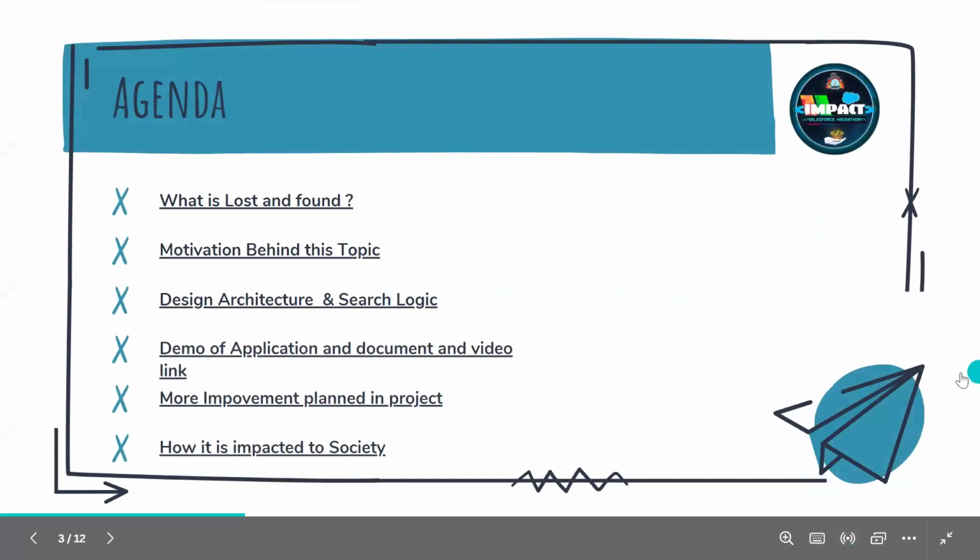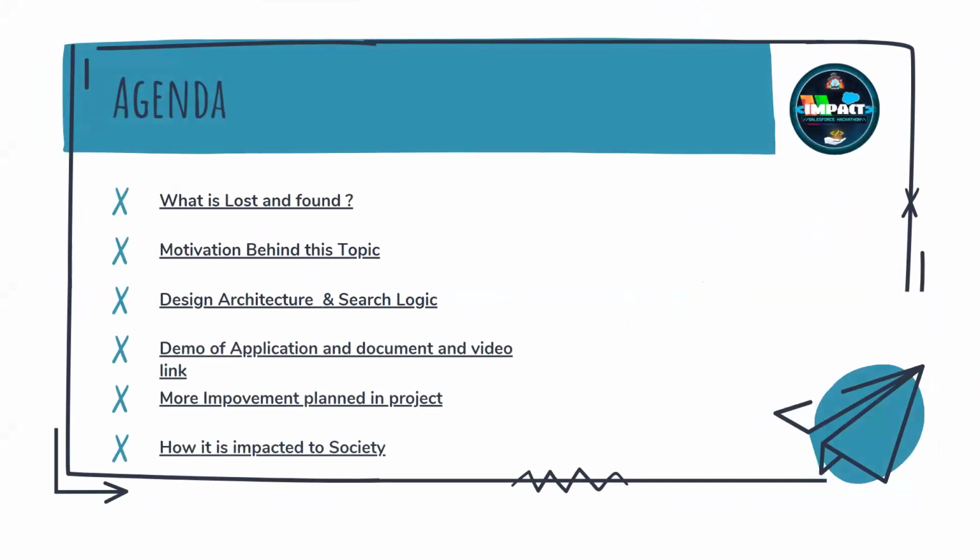So let's move toward the agenda of the presentation. First of all, we are going to discuss what Lost and Found is, then what motivated us to create the project. Then we are going to deep dive into the technical architecture and the logic we have used, then show a demo of how our system works. Then there are four more future implementations that we are also planning to do. Then we will discuss how this is going to impact society. Moving toward the next slide.